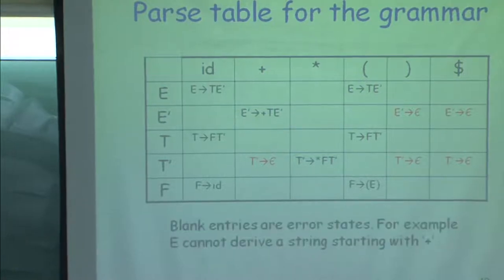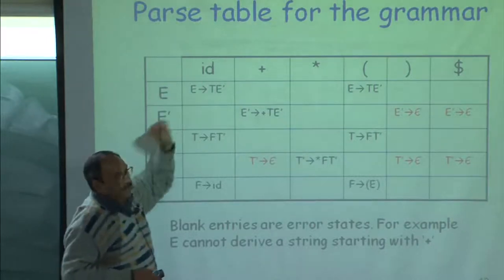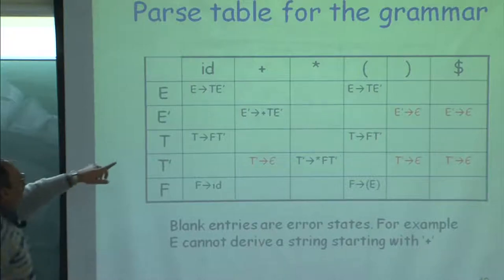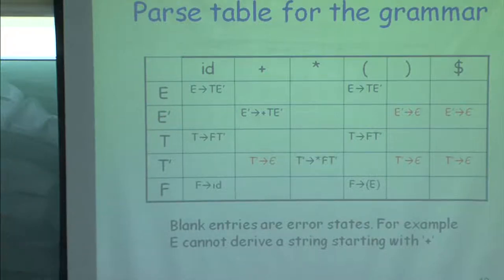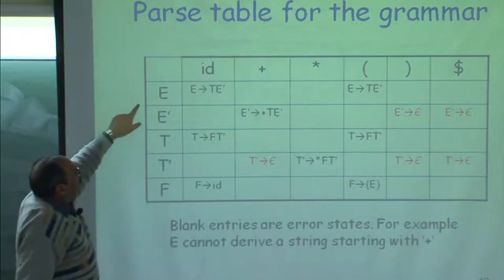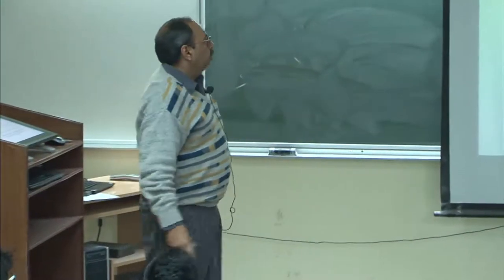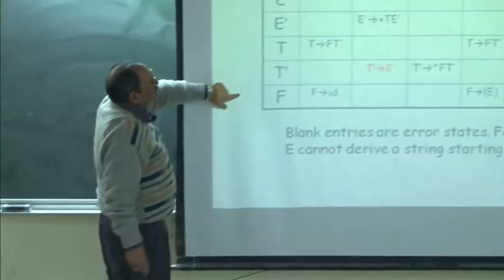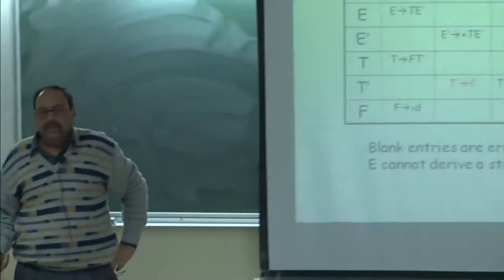Then we looked at the parsing algorithm. Whenever we can do expansion, that means the top of the stack is a non-terminal and the look-ahead symbol is a terminal, I expand by this rule. When I say I expand by this rule, I pop this symbol from the stack and push the right-hand side of the rule in reverse order on the stack. Whenever the top of stack is a terminal symbol and it matches the input symbol, I advance the input by one and discard the top of the stack. If both the bottom of the stack and the look-ahead symbol are dollar, we stop, saying that this string has been accepted; otherwise this is an error state.